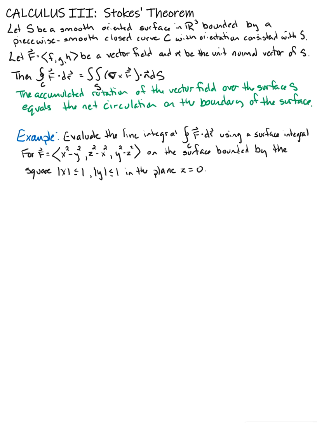Let's take a look at an example. We want to evaluate the line integral, and they give us the line integral, using a surface integral. We also have our vector field F is x squared minus y squared for the first component, z squared minus x squared for the second component, and y squared minus z squared for the third component. Our surface is the square bounded by the absolute value of x less than or equal to 1 and the absolute value of y less than or equal to 1, and it's in the plane where z is equal to 0. So hopefully you have an idea of what this surface looks like.